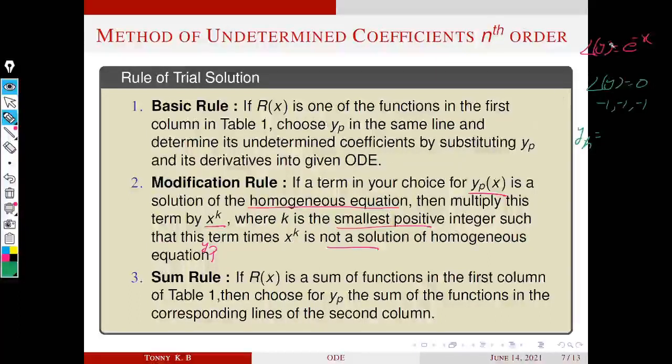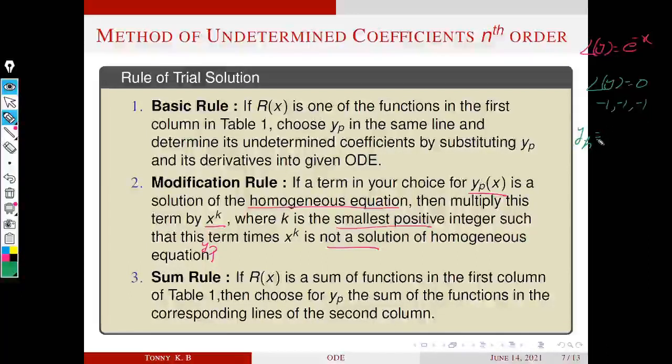For example, we consider a differential equation L of y equal to e raised to minus x. Here the left hand side stands for a differential operator. Suppose it's a third order differential equation. Then how to solve it? First of all, the corresponding homogeneous equation is L of y equal to 0. Whatever the left hand side may be, it's a differential operator. We assume the roots of the characteristic equation are minus 1, minus 1, minus 1.